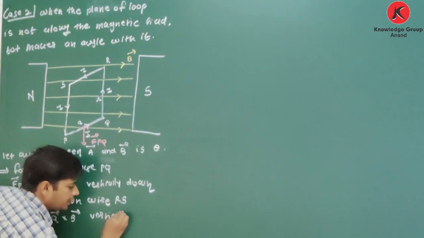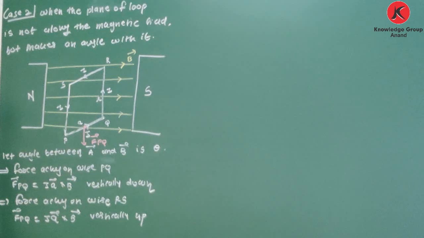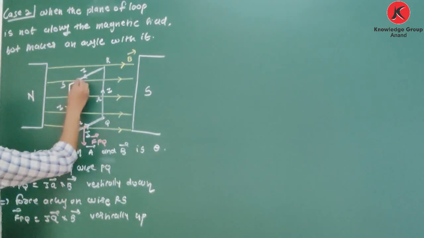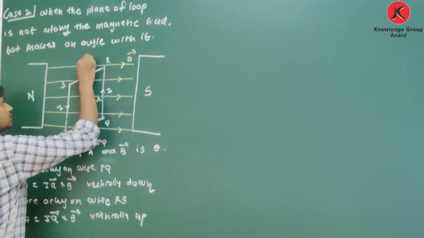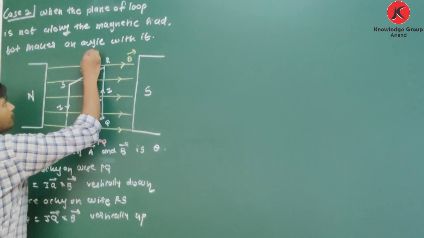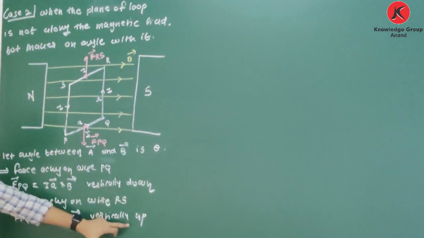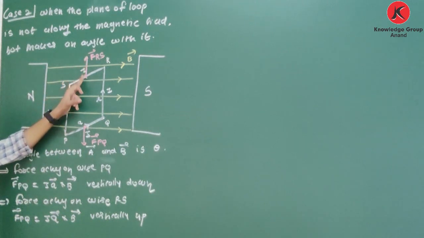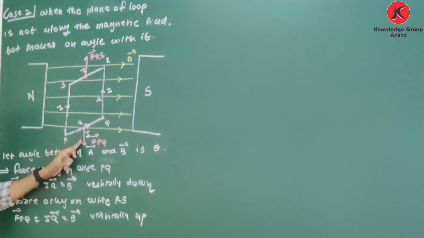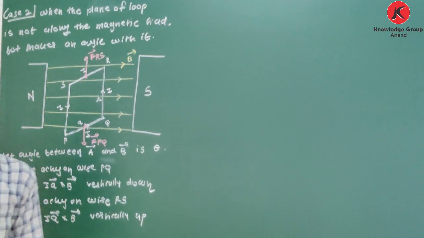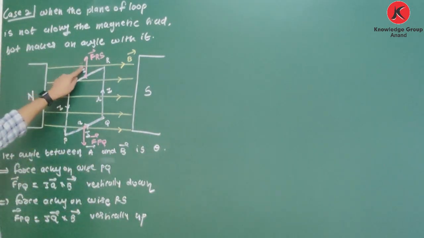Means on its center of mass, it is in this direction. It is F RS. Clear about this? Now see, here F PQ and F RS both have equal magnitude but opposite direction. And yes, they are collinear. Yes or no? So yes, the resultant force is zero, and also torque is not produced due to them. Clear about this?